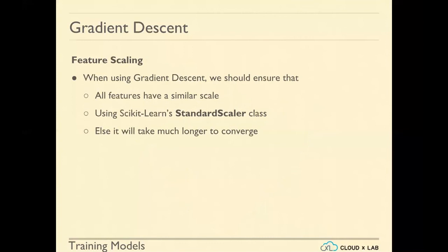Okay, so when you are using gradient descent, we should ensure that all features have a similar scale. This is an important criterion. Remember our standard scaler earlier, that the values of various features should be scaled. Otherwise, it will take a longer time to converge. All right.